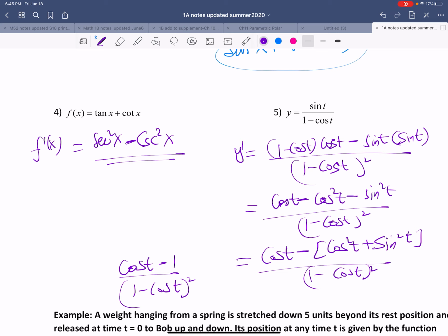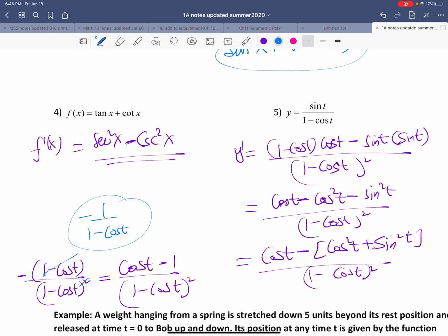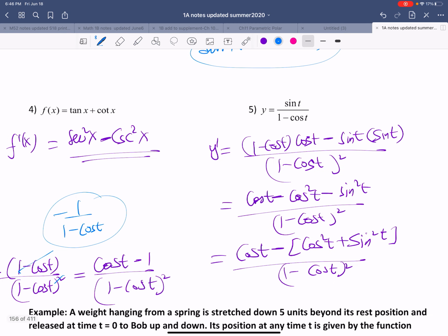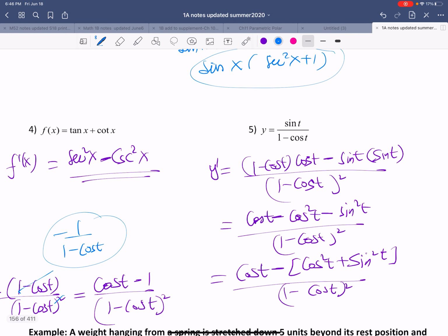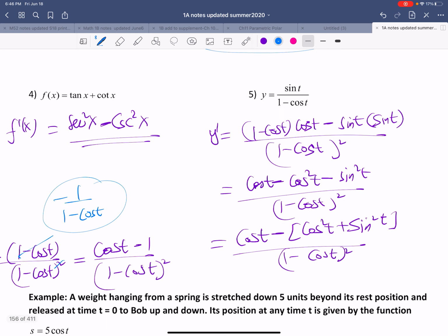If I pull out a negative from here, I can write it as negative 1 minus cosine t over 1 minus cosine t squared. We are able to cancel the common factor. Negative 1 over 1 minus cosine t is what we're left with. Negative 1 over 1 minus cos t. And that's all for this problem. And we would stop here. This is our last problem. Let's check out one more.